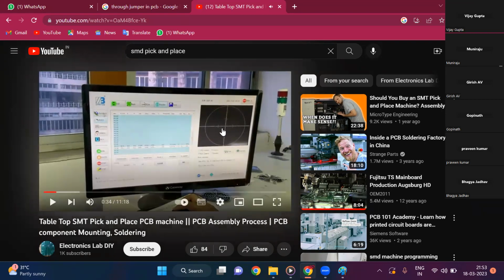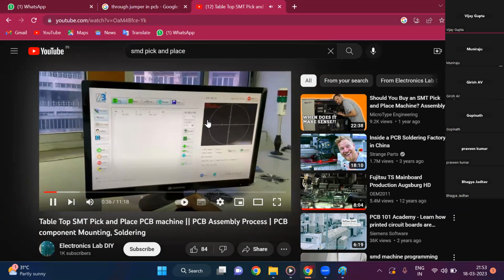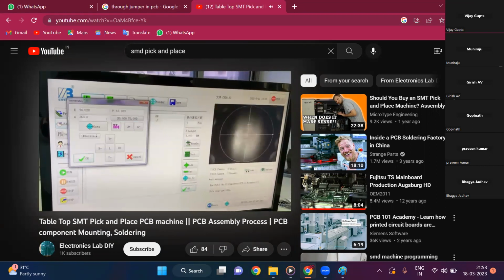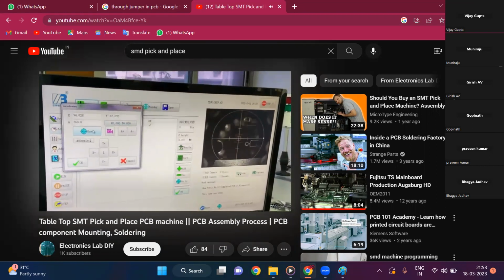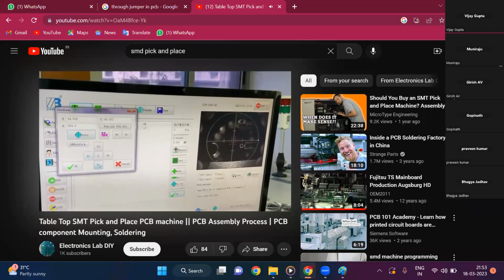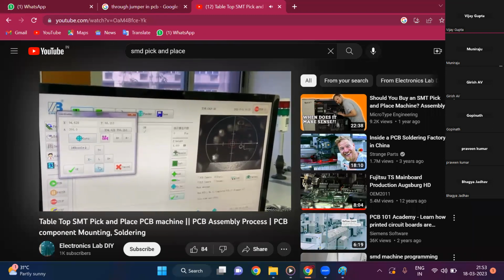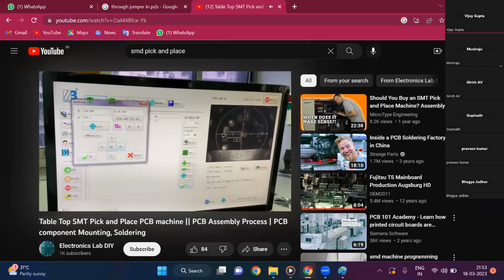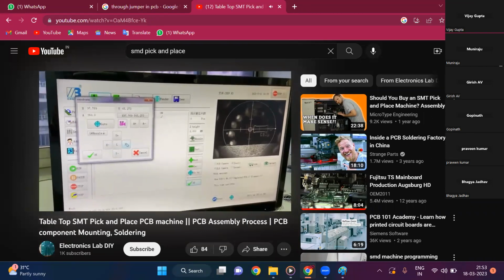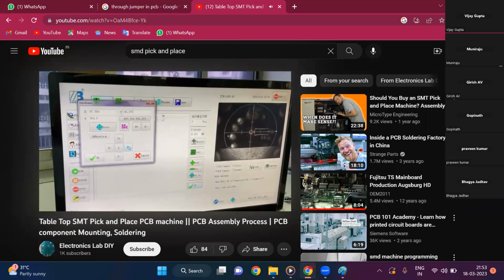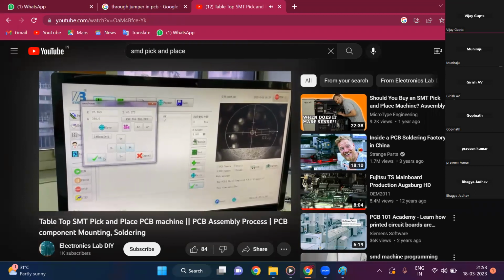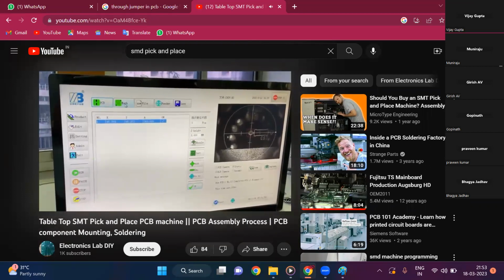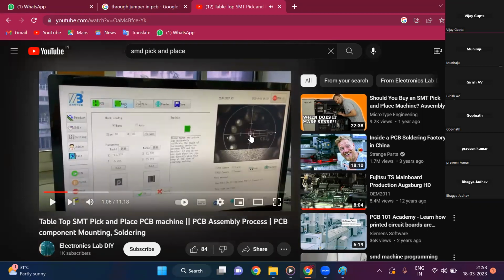Guys, see here. This is a scanner. Can you see this? Okay. This is a scanner. They will scan their reference points, fiducials. See, this is a camera. Guys, you see this camera? Can you see? This is a scanner.